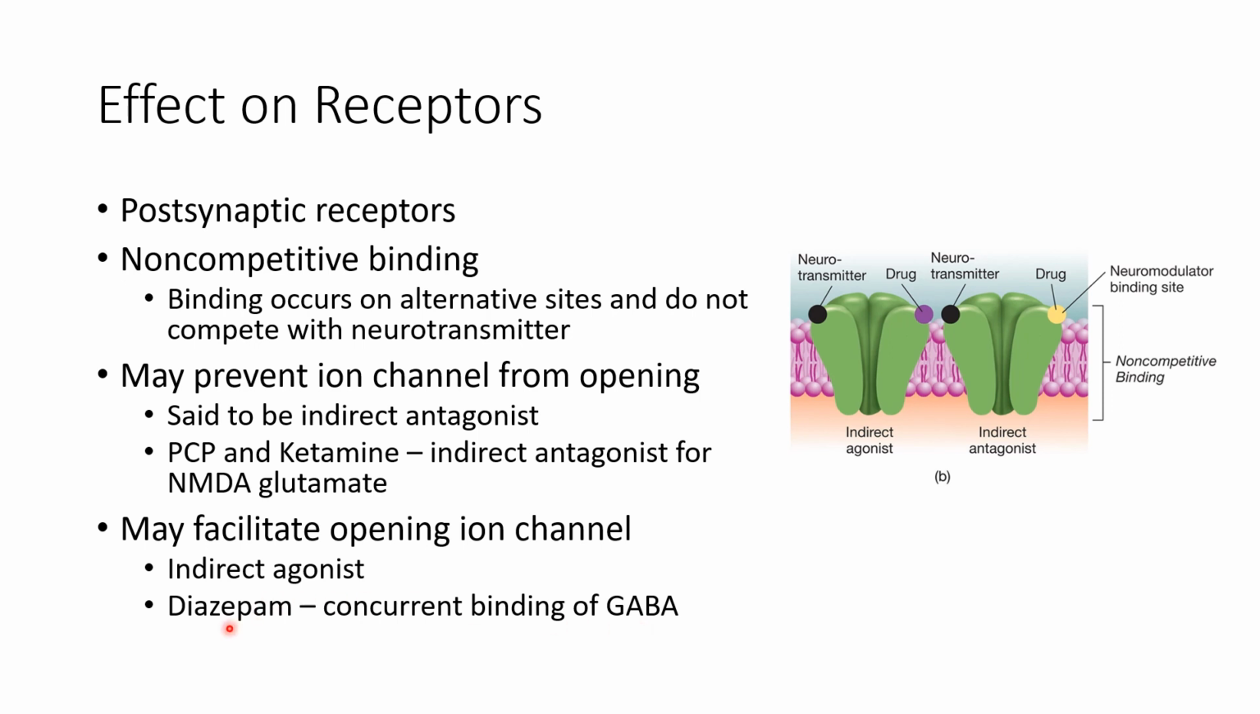Diazepam increases GABA's efficiency. So it mimics the effects of GABA and produces more of the effects that GABA produces. So because we have an excitatory response or an increase in behavior, diazepam is an agonist. And again, it's indirect because it's not binding to the neurotransmitter receiving site. It's binding somewhere else on the receptor.